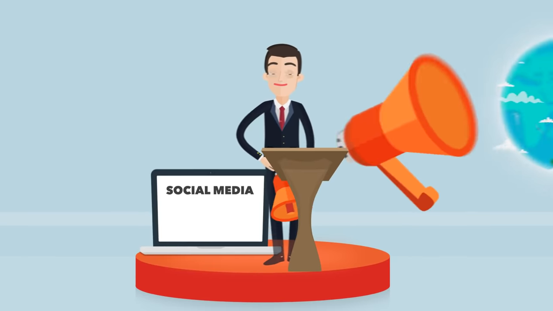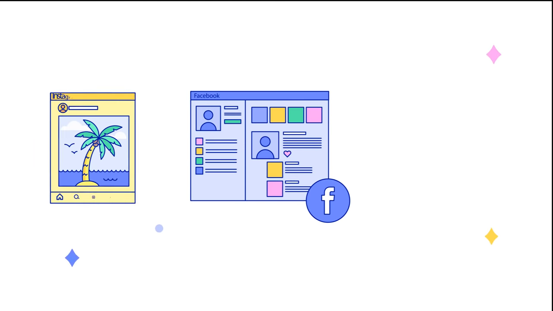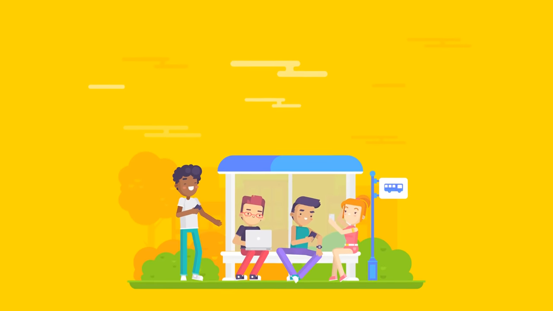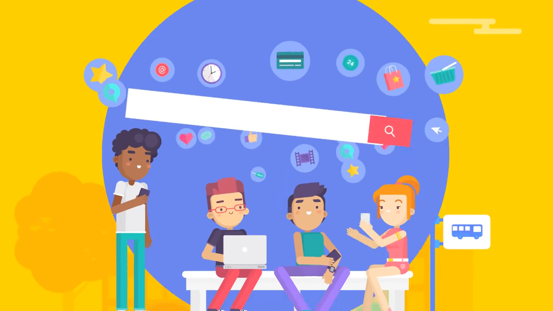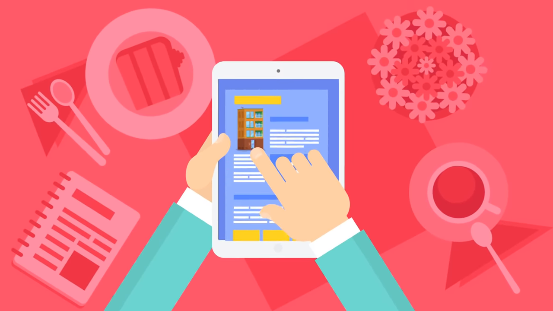Besides search and display ads, don't forget social media. Facebook, Instagram, and YouTube are super effective for targeting demographics and geographical areas. Build brand awareness and build a following in your local area. We develop programs for apartments and handle routine social media, social ad campaigns, or both.